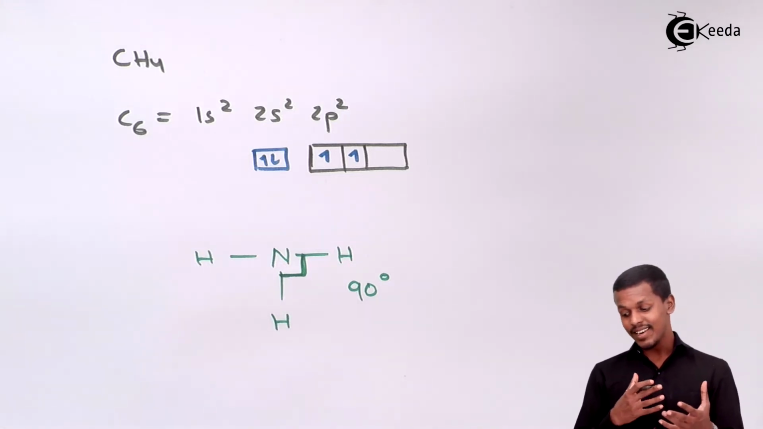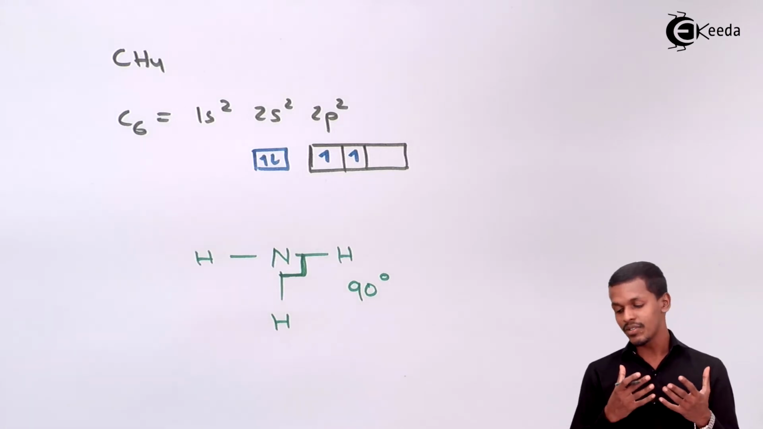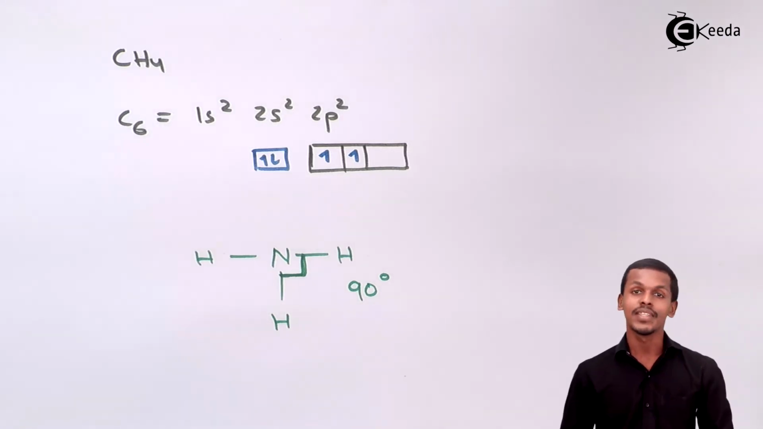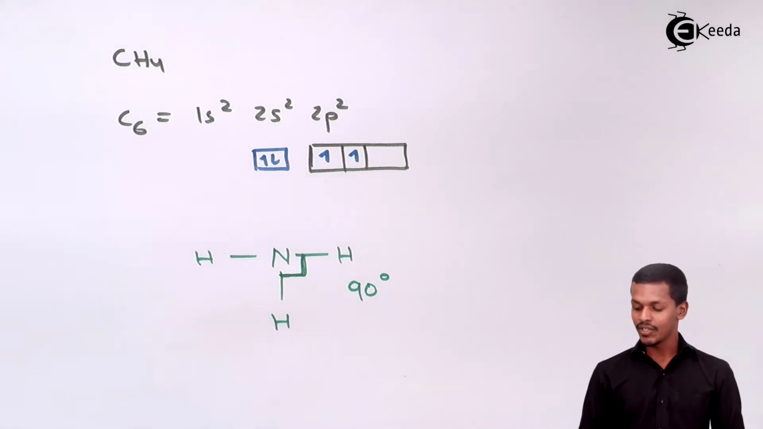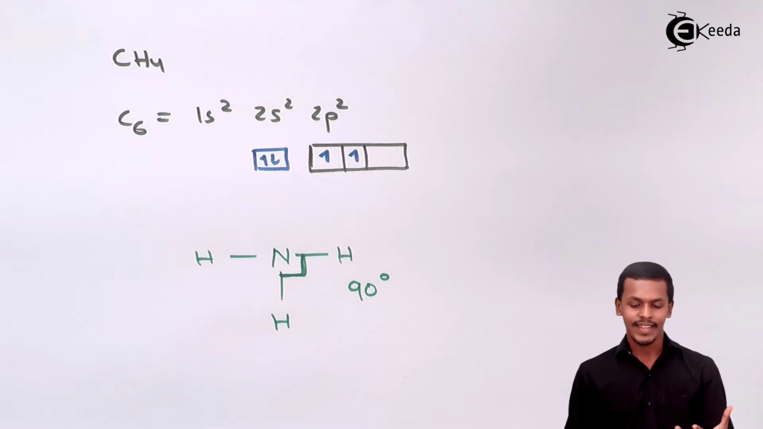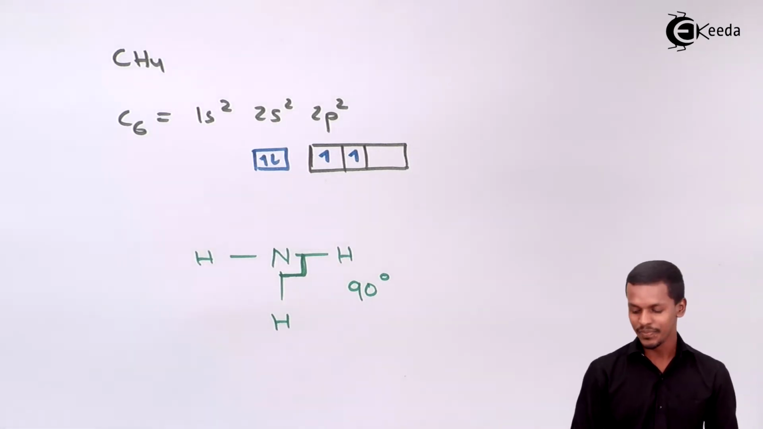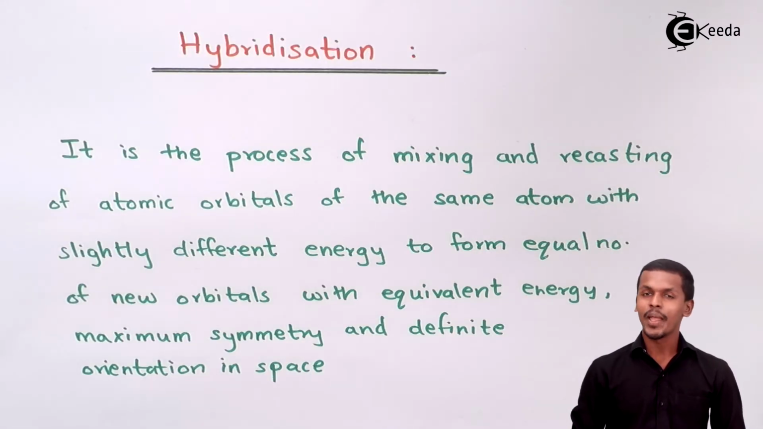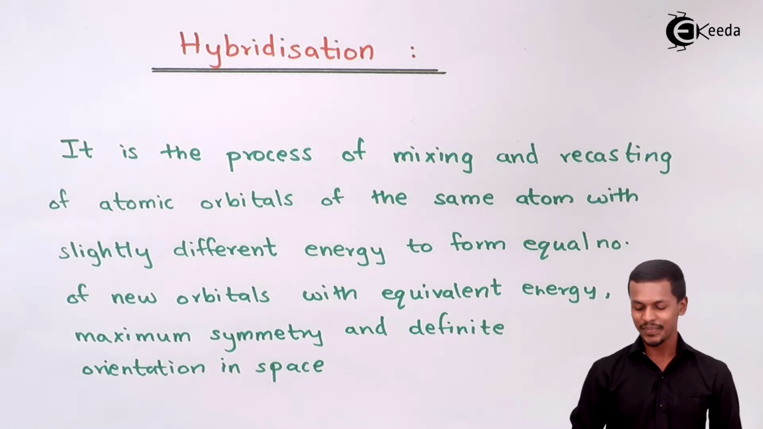No, there are certain bond angles that depend on the structure, on the molecule, and on the hybridization also. So that is what we are going to talk about in this lecture, and how the bond angle or the number of bonds will be changed because of the hybridization. Let us talk about that too. So let us talk about hybridization. What is hybridization and how is hybridization formed?